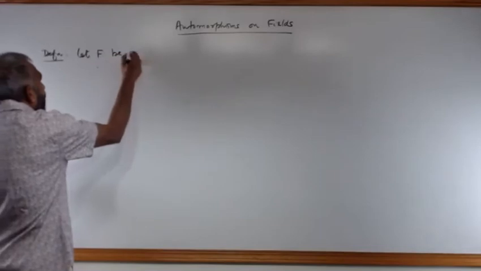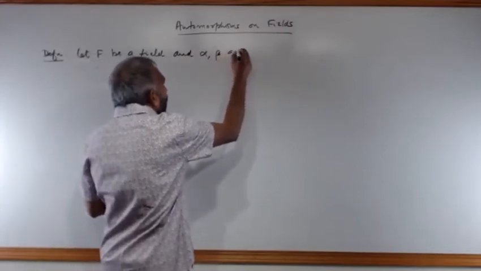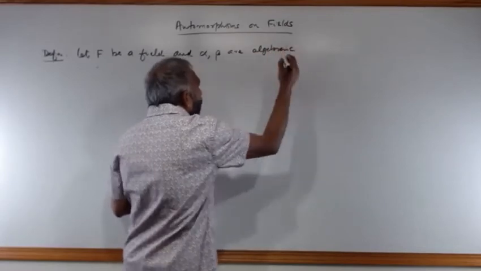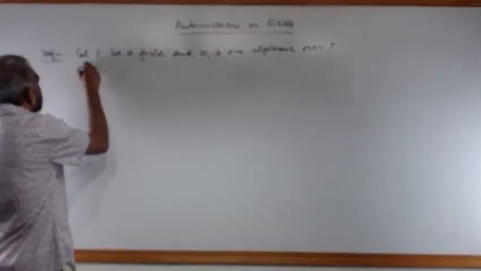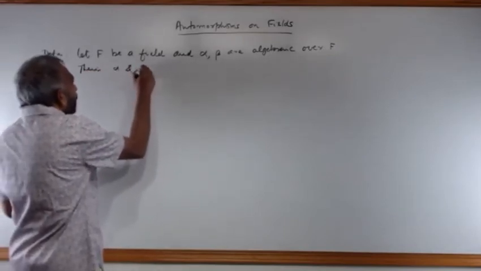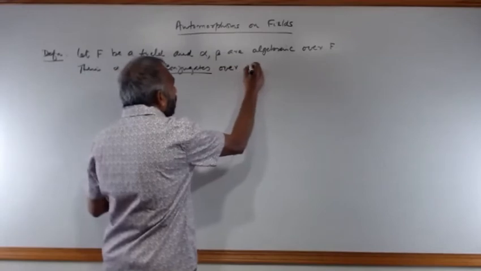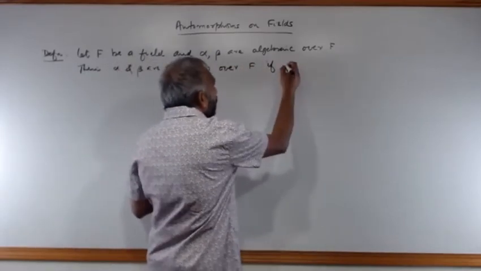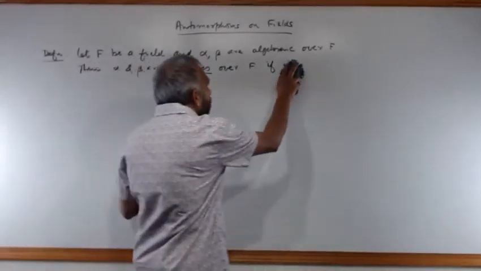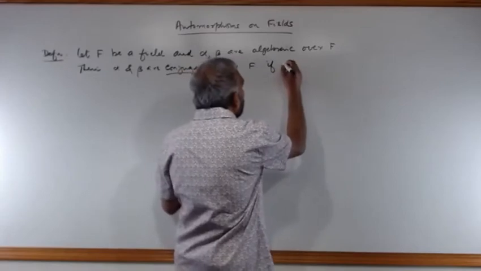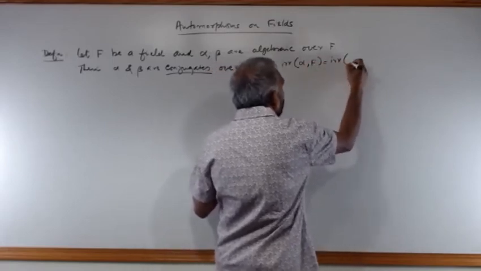Let F be a field, and alpha and beta are algebraic over F. Then alpha and beta are conjugates over F if the irreducible polynomial of alpha over F is equal to the irreducible polynomial of beta over F.